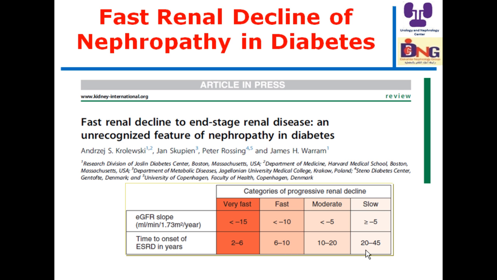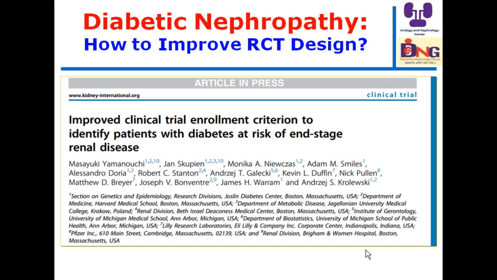So if we can change a very fast progressor to slow progression, or even prevent the progression, this may be the most important point. One of the important items is how to improve the design of randomized controlled trials.